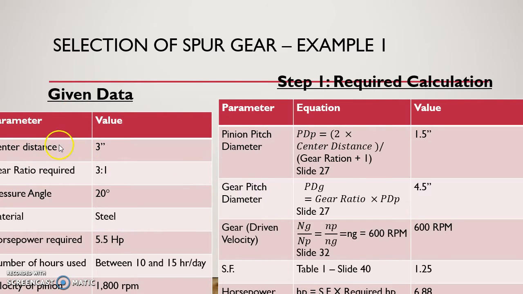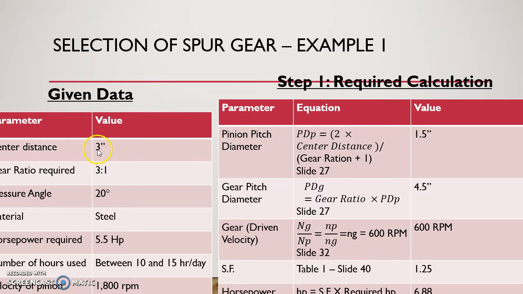We have a center distance between pinion and gear of 3 inch. Gear ratio is 3 to 1, meaning the number of teeth of the gear is 3 times more than the number of teeth of the pinion. Pressure angle is 20 degrees. The material that we're going to pick is steel. The required horsepower is 5.5 horsepower, and this is for service factor. The agitator is going to work between 10 to 15 hours per day, and the velocity of the pinion is 1800 rpm.